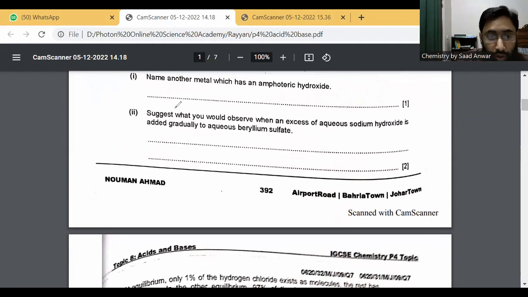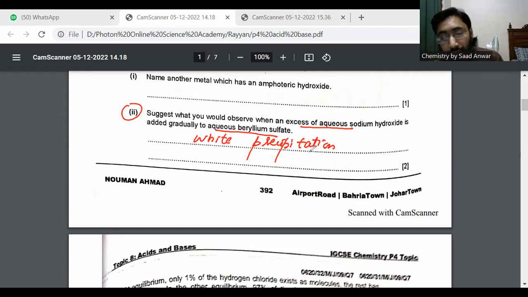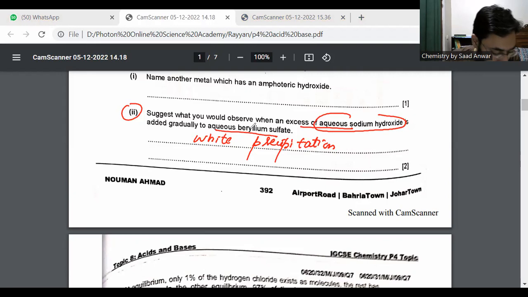Okay, now suggest what you would observe when an excess of aqueous sodium hydroxide is added gradually to aqueous beryllium sulfate. Remember, this is a question from the precipitation topic. We get a white precipitate. If you are not familiar with the precipitation topic, I think it will be difficult for you to handle such questions. What would you observe when excess aqueous sodium hydroxide reacts with aqueous beryllium sulfate? We get a white precipitate.